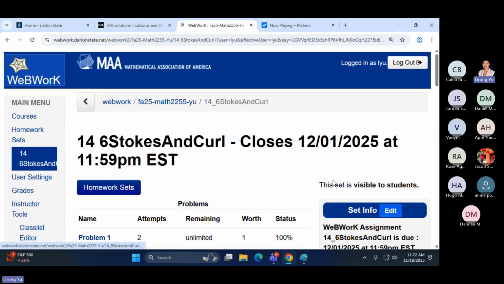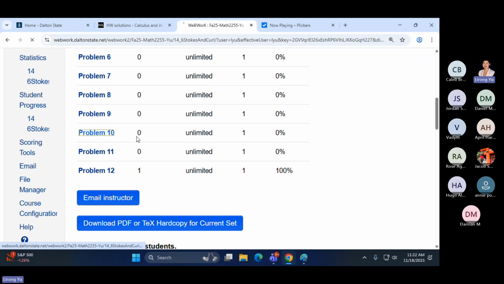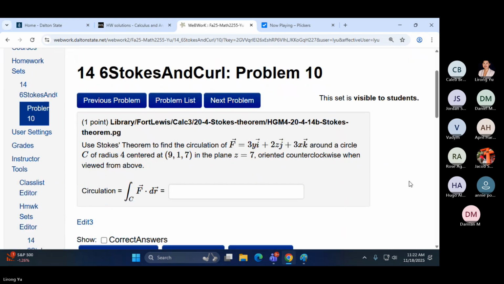Another example I want to explain is question 10. This is applying Stokes theorem to find the circulation of F around a circle of radius 4, centered at 9, 1, 7 in the plane z equal to 7. We also see counterclockwise orientation, so we don't have to switch the orientation. We don't have to multiply our answer by -1. The orientation is exactly the orientation in the Stokes theorem.